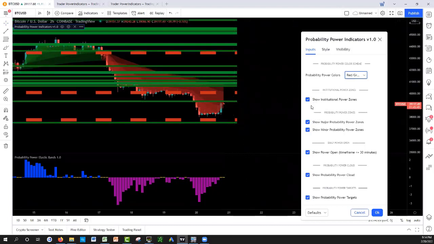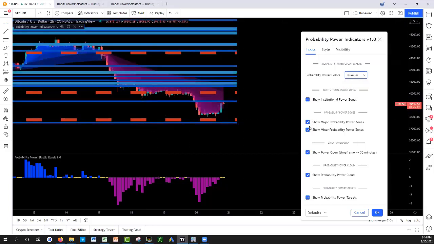So whenever we're looking at setting up our chart, we want to first have the institutional power zones, then the major probability power zones. And when we want to find a target where we don't have either the major or the institutional power zones, then we'll add in the minor zones. Like right here, we have a lot of space between the institutional zones. So we need to find a reference point and we'll add in the minor zones.